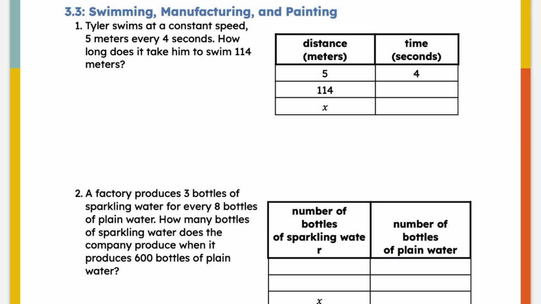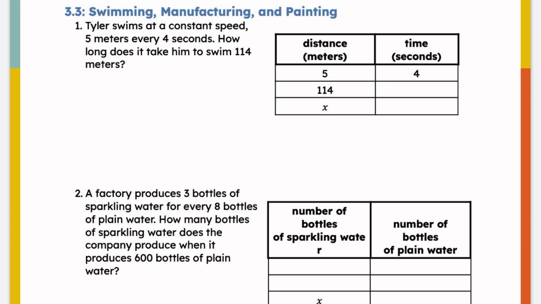Okay, let's go over these together. Tyler swims at a constant speed. That means he can swim 5 meters every 4 seconds. What we want to know is how long does it take him to swim 114 meters?